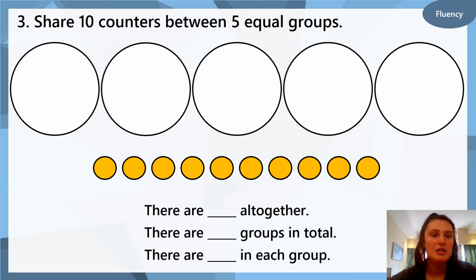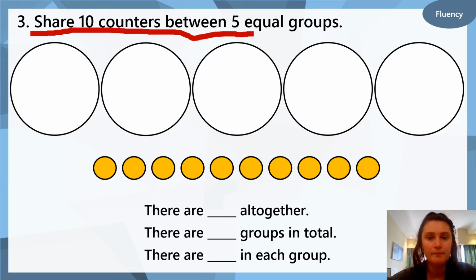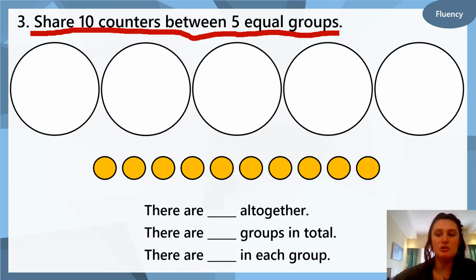Question 3. Share 10 counters between 5 equal groups. So take 10 counters, draw 5 circles, and share the counters out. Remember, this part you do not need to do on your paper with your answers. This is just for you to do to help you. Have a look at the questions at the bottom. There are blank altogether. How many counters are there altogether? There are blank groups in total. How many groups? Both of those answers are in the question at the top. And the last question, there are blank in each group. When you shared them out, how many were in each group?